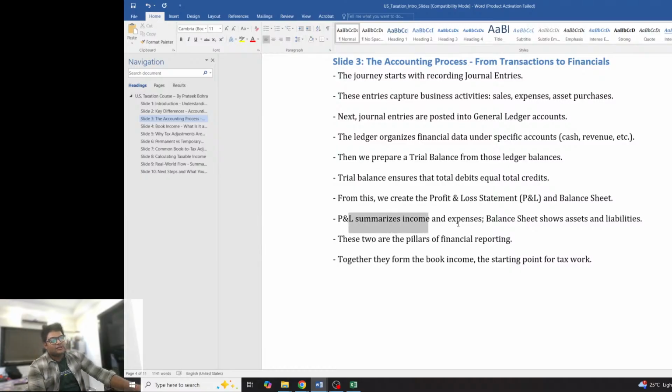Now, if you see, P&L summarizes income and expenses, and balance sheet shows assets and liabilities. Now, what's an income and expense? I hope you are able to understand what income and expense are, and then assets and liabilities. These two are the pillars of financial reporting. Based on this, entire taxation works, entire finance works, entire accounting works. They form book income, the starting point for the tax work.